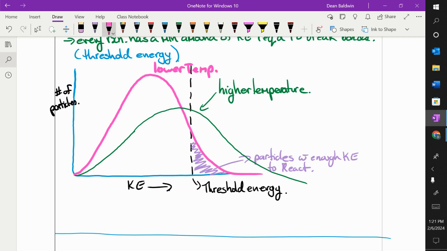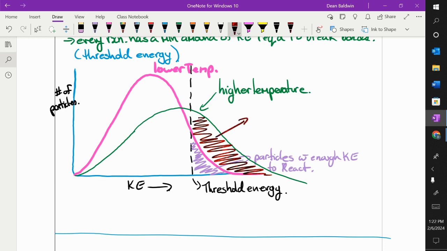I want to be clear though, the area under this curve is equal to the area under the pink curve. We haven't increased the number of molecules. We've just changed how the energy is distributed in the molecules. Does that make sense? We increase the amount of energy within the molecules. That's why more molecules are now over here. So you can see there are more molecules in this area. So you have more molecules that are able to react, hence you get a faster reaction.